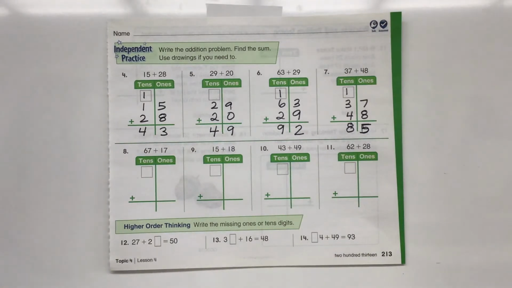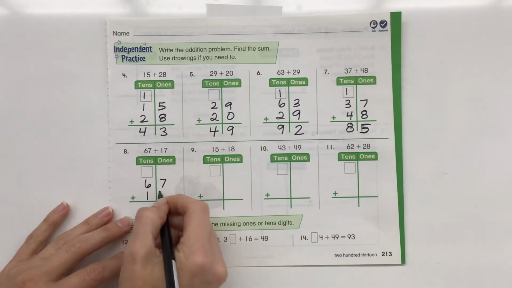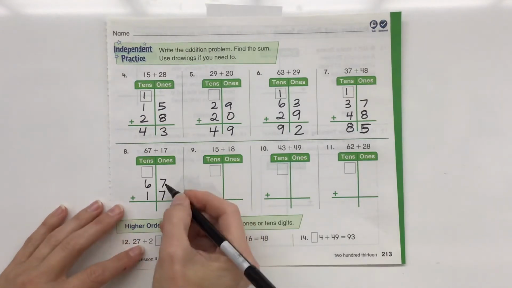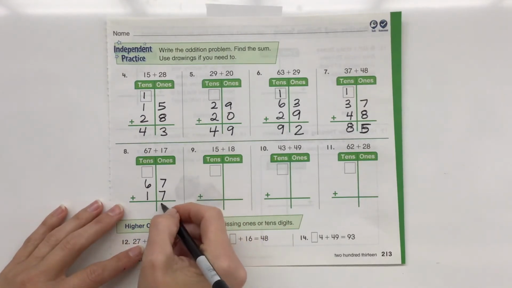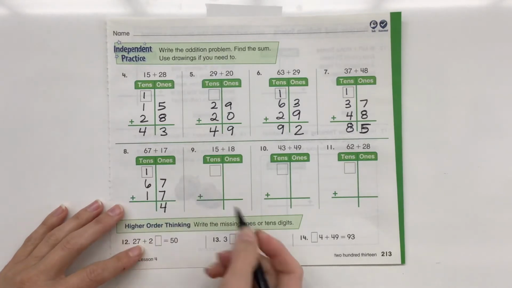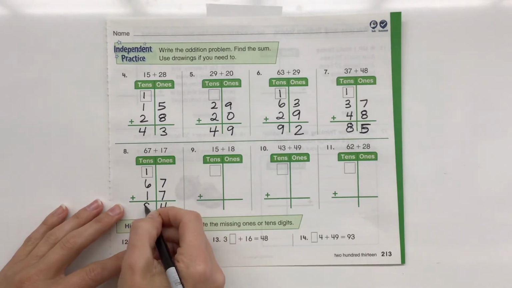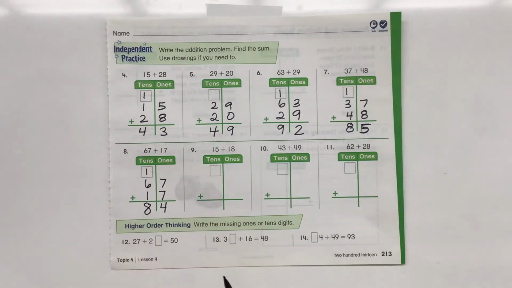All right, let's take a look at this next one, number 8. 67 plus 17. All right, 7 plus 7 is 14. I can put the 4 in the ones and the 1 of the 10s over here. 6 plus 1 is 7, plus 1 more is 8, so I have an answer of 84.